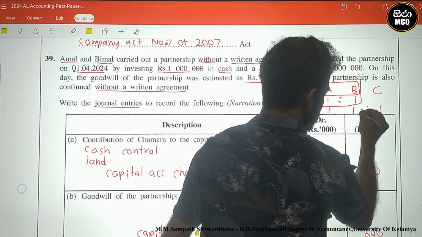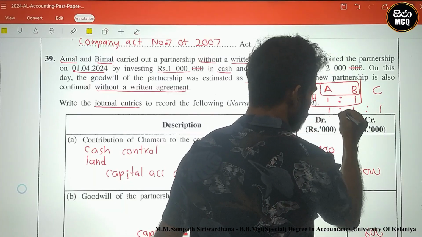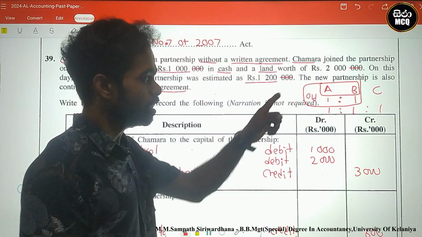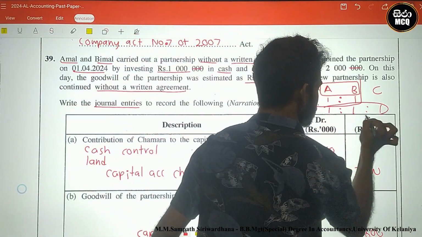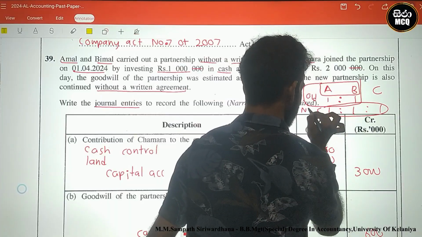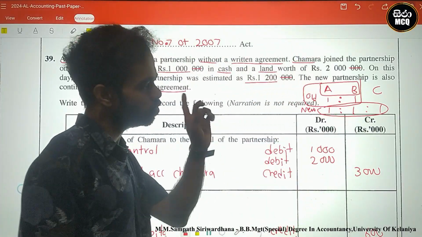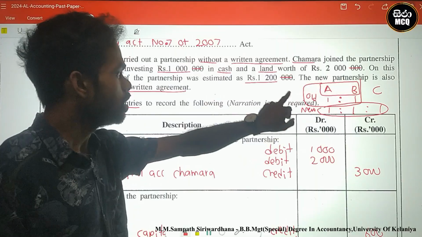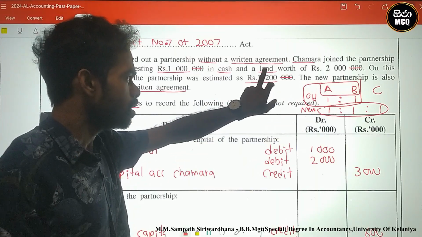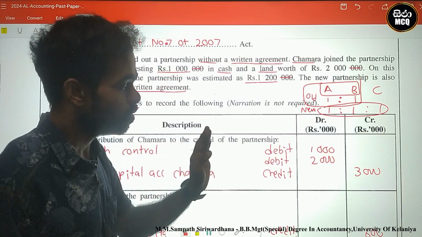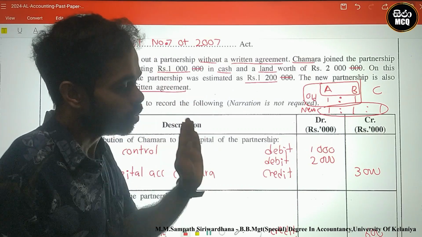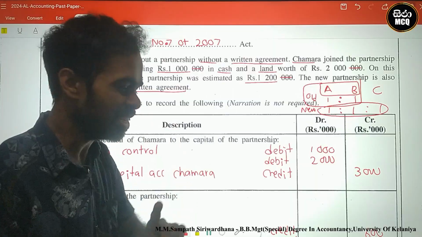After that, we debit the capital accounts in the new ratio, which is equal. At the new partnership, in the new ratio calculation, C is a new partner. Therefore, the new ratio is 1 to 1 to 1, which is 3. 1,200 divided by 3, the answer is 400. Therefore, 400 is debited to the capital accounts in the new ratio.